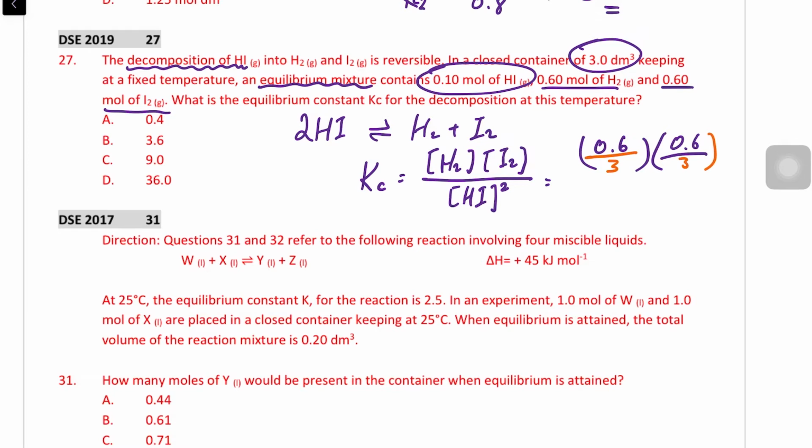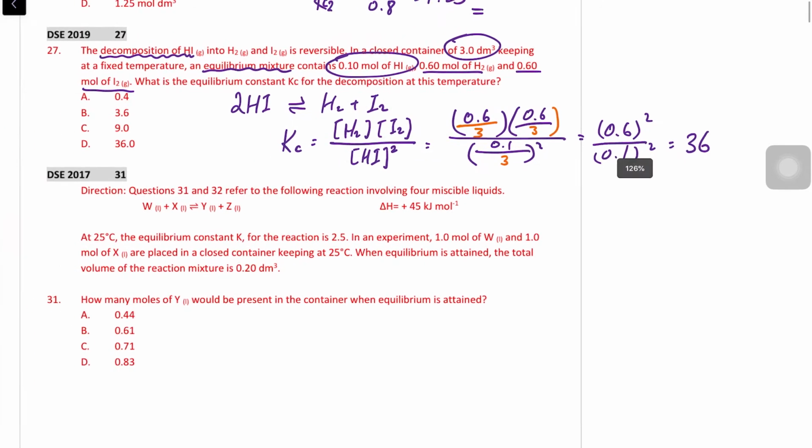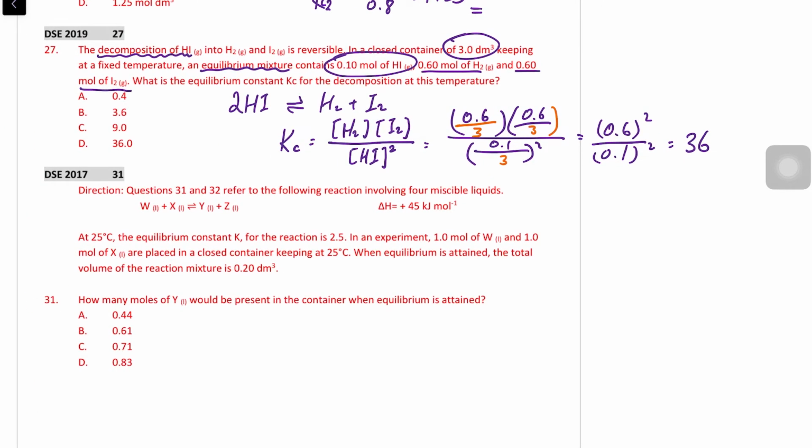It is essential. Okay, sorry for the color. It is 0.1 over 3 all square. With further algebra, you can see this is 0.6 square, 0.1 square. Here again there's no unit. So the answer is D.